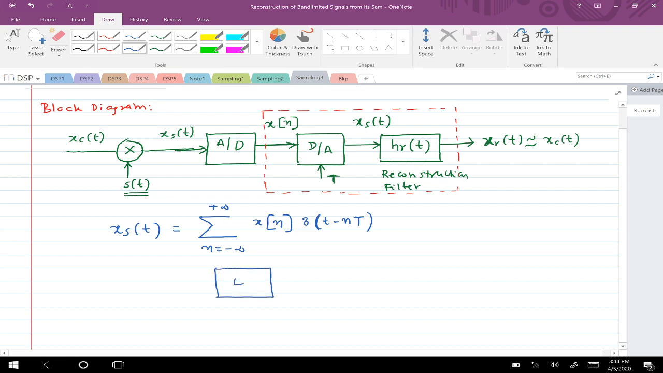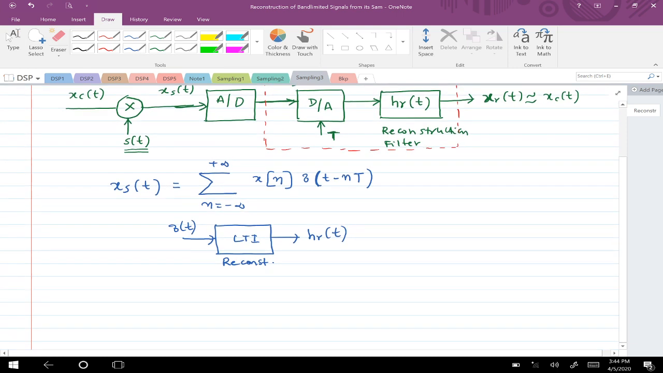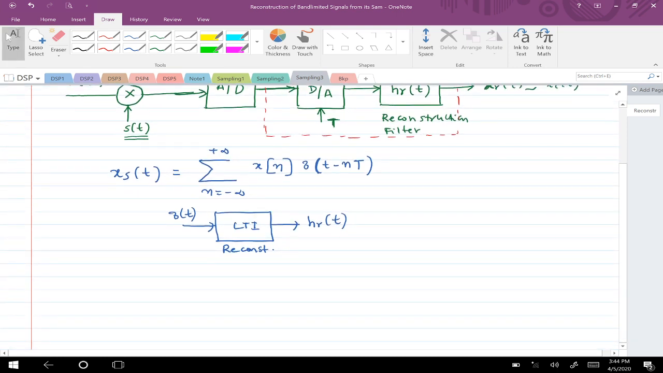So suppose I have an LTI system to which the input is delta of t. Particularly that reconstruction filter is what I would like to see. So if its impulse response is hr of t, what does that mean? If I give delta of t as input, I would be getting hr of t, correct? Because its system response is given as hr of t.